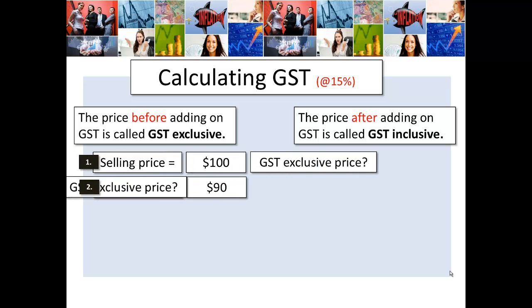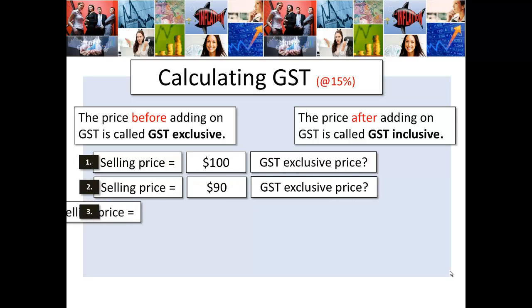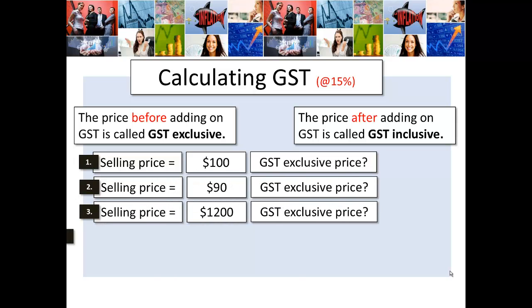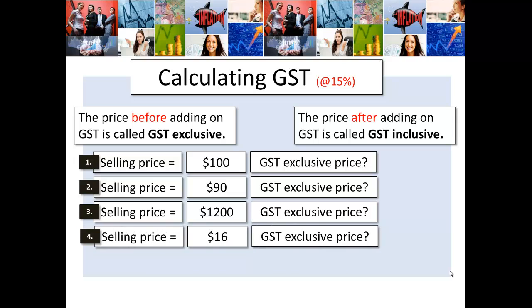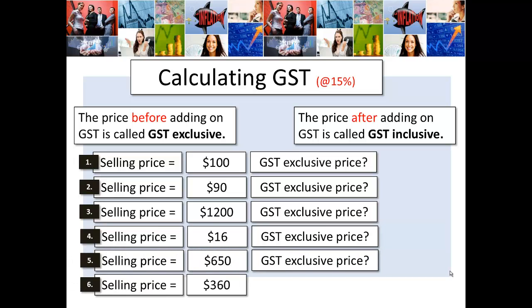Let's have a look at another series of questions. This time we're going for the exclusive price. How much is the price before GST has been added onto it? So we've got our selling prices here, 190, 1200, 16, 650 and 360. We want the GST exclusive price, so the price before GST has been added. That's got to be a smaller number, so we're going to divide now by 1.15. Pause the video, do your 6 calculations, come back and check. Okay, pause.